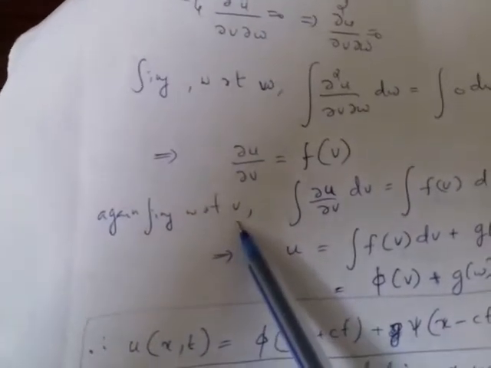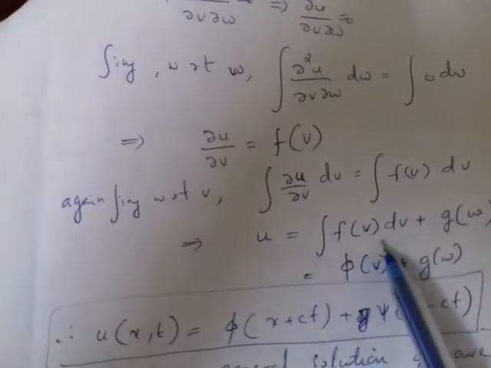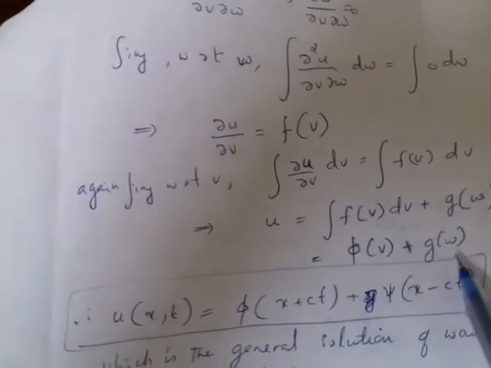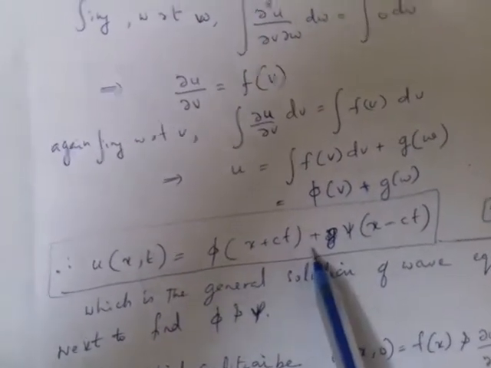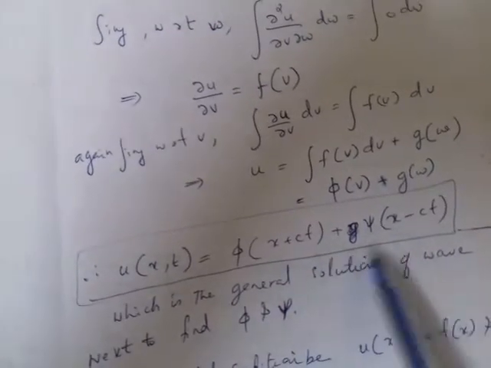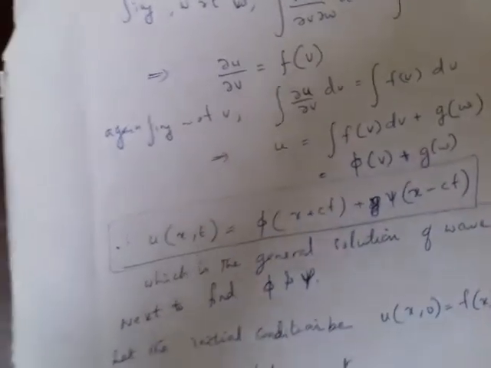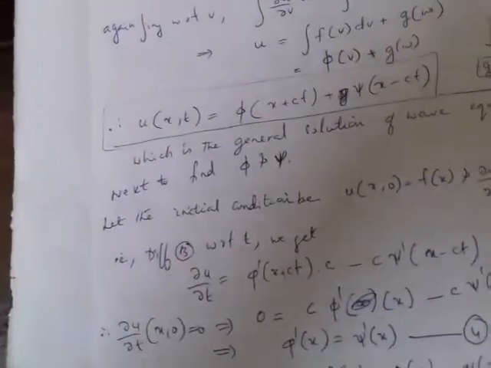Again integrating with respect to v, you will be getting u as the integral of f(v) dv plus a function of w, that is phi of v plus g of w. So u will be phi of x plus ct plus g of w, where v is x plus ct, w is x minus ct. We can write g as psi of x minus ct. So phi and psi give the general solution of the wave equation using D'Alembert's method. Okay.